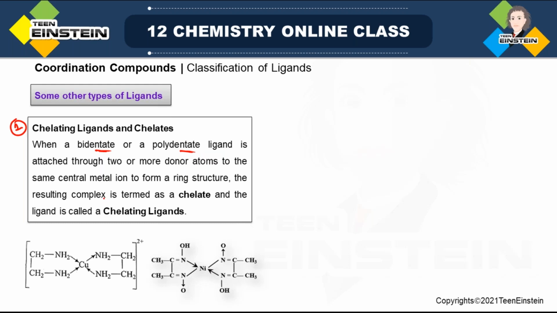So when a bidentate or polydentate ligand is attached through 2 or more donor atoms, 2 for bidentate and more for polydentate, to the same central metal ion, obviously it will form a ring structure, because if anything is bidentate like this and is attached to the metal, a ring will be formed. So this is a ring, and this ring is known as chelate, because it is formed by chelation. That is why the ring is called chelate, and this specific kind of ligand is known as a chelating ligand.